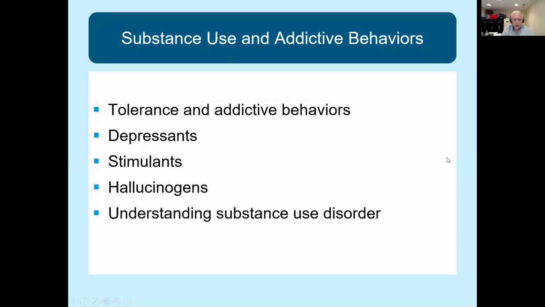Hello, today we're going to talk about substance use disorders. In this section, we'll have a chance to take a look at what constitutes a substance use disorder and different categories of abused substances, including depressants, stimulants, and hallucinogens.